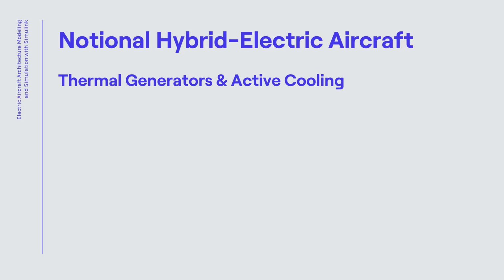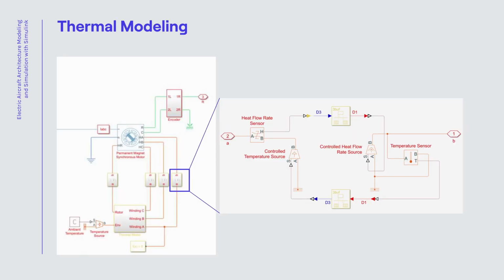So in this section, we will discuss a model of the notional hybrid electric aircraft that contains thermal generators and active cooling. We first expose thermal ports for the permanent magnet synchronous machines that act as our generators. The ports are HA, HB, and HC for the stator windings, and the HR for the rotor.